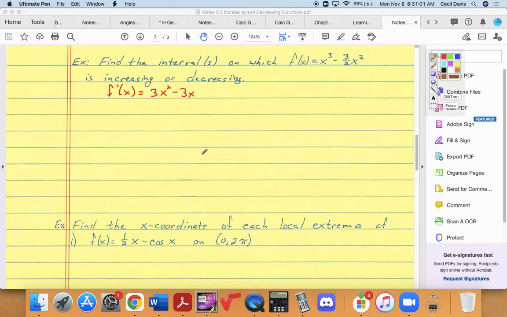Critical points, again, are places where the derivative is either 0 or the derivative does not exist, either one. Is there any place where this does not exist? It's a polynomial. Polynomials exist everywhere. So that's not a problem. Always think about where it does not exist first.